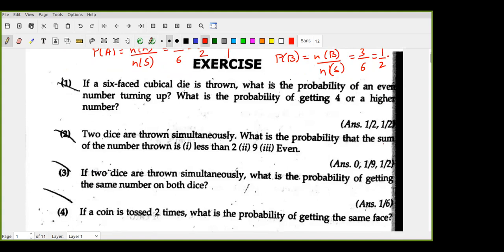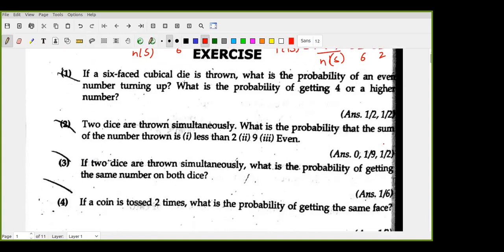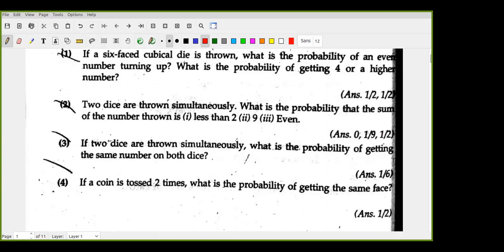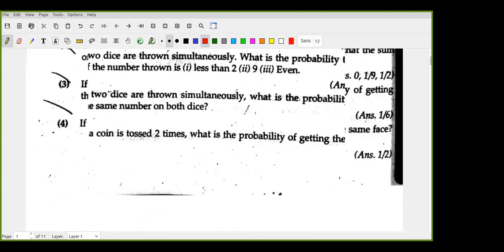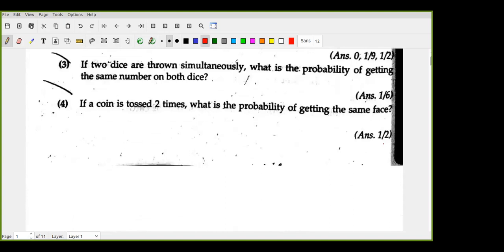Now, I think the second one we did yesterday, right? 2 dice are thrown. Yes, yes, sir. Okay, we have done it already. Jinu, read the third question. If 2 dice are thrown simultaneously, what is the probability of getting the same number on both dice?